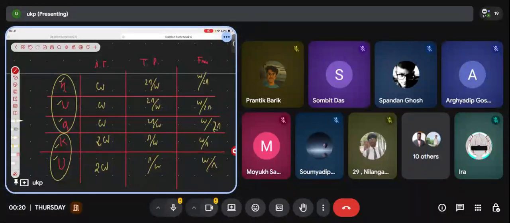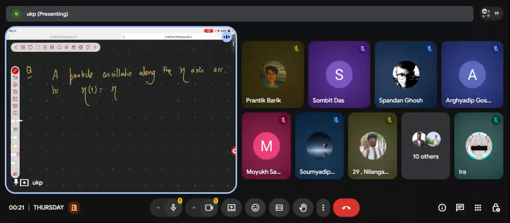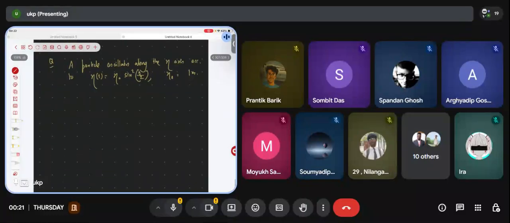Let's solve a problem. A particle oscillates, a cakewalk problem, along the x-axis according to x of t equal to x naught times sine square of t by 2, where x naught is given as 1 meter. Babu, I want to know how the kinetic energy is varying as a function of x. There are 4 options given. You will be telling me which one is the right option.